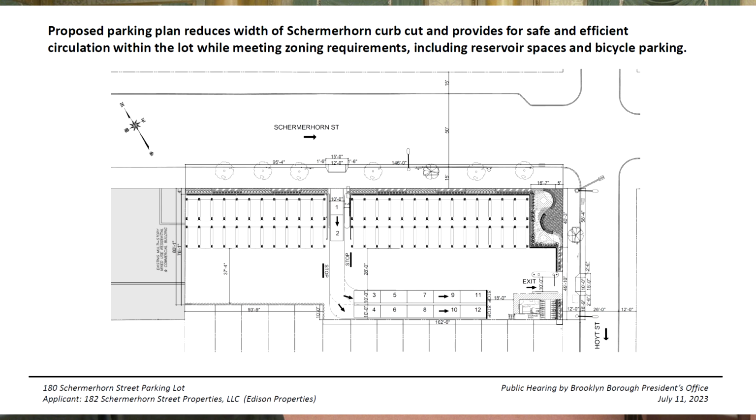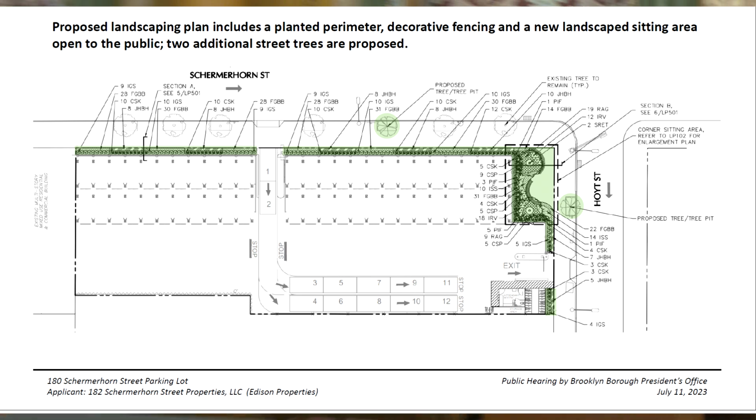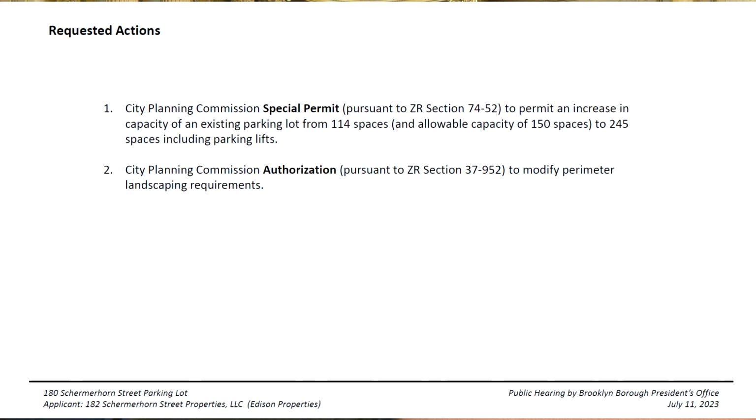Thank you, Anthony. Again, Jim Power from Kramer Levin. Here we have the proposed parking plan. There would be 245 parking spaces, including lift spaces, 21 bicycle spaces along Hoyt Street there, and 12 reservoir spaces. Vehicles would enter via a 12-foot wide curb cut on Schermerhorn, which would be smaller and further west than the existing curb cut, and cars would exit via a 10-foot wide curb cut on Hoyt Street. There would be adequate circulation space within the facility for movement of vehicles and customers.